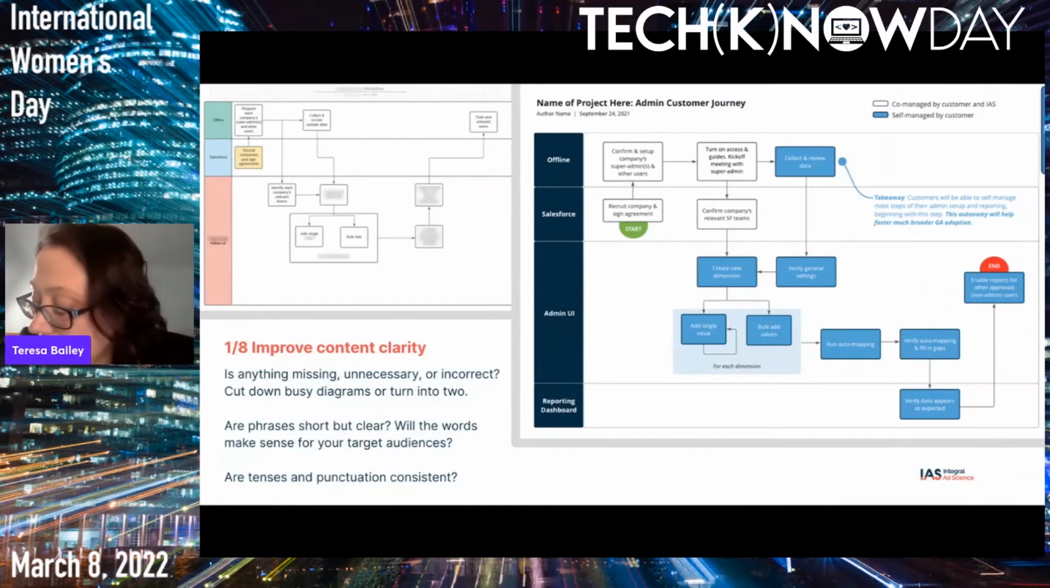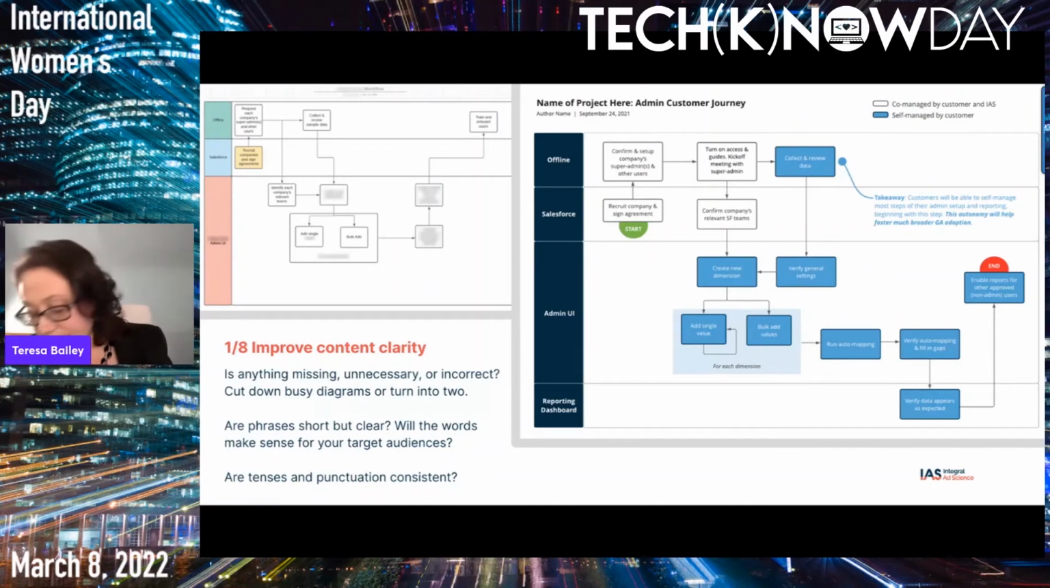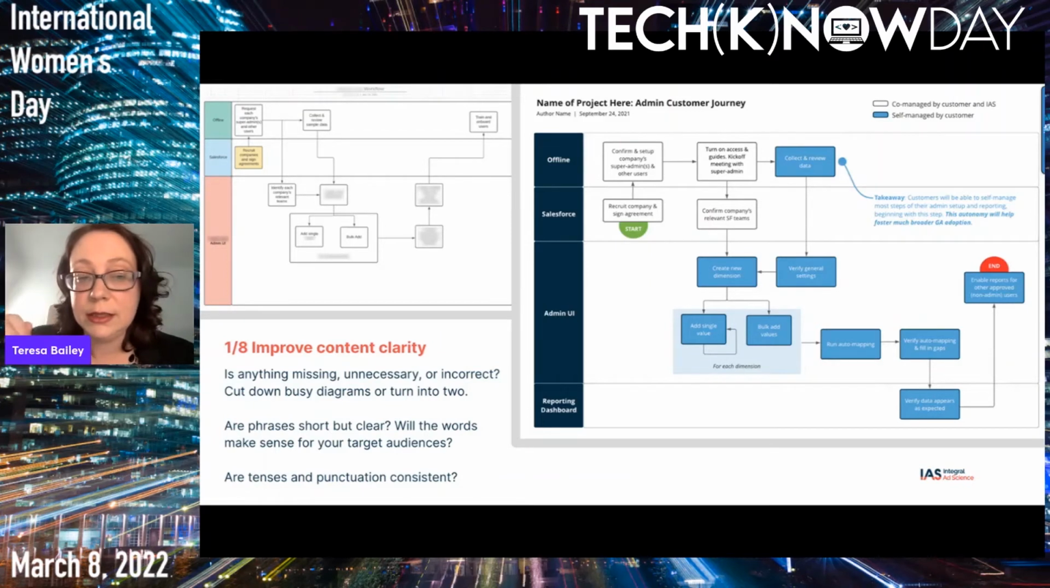So now we're going to take a look at these 8 broad areas, and some really specific things that you can do within each area. So first of all, we always want to start with the content and making sure the content is accurate. This is one of the most important sentences in the presentation: you want to think about, is anything missing, unnecessary, or incorrect?